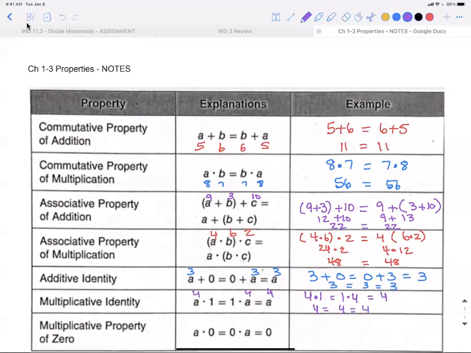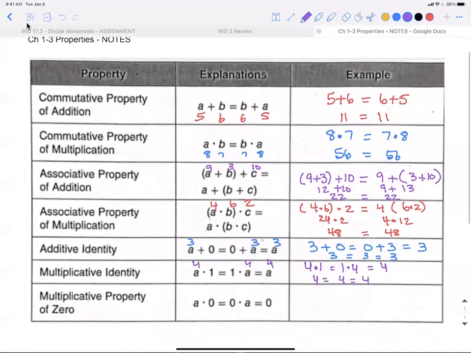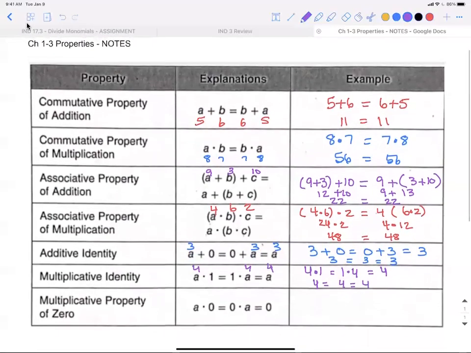Pretty straightforward. Nothing crazy. And then we've already talked about this, the multiplicative property of 0.